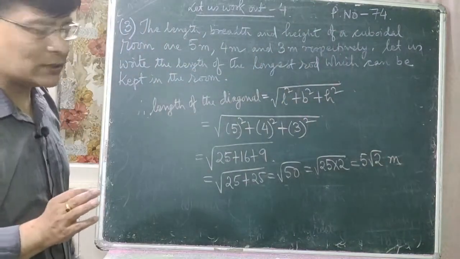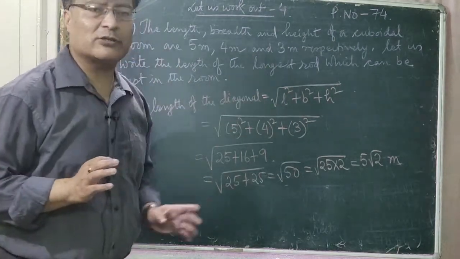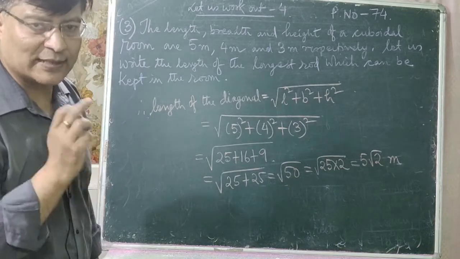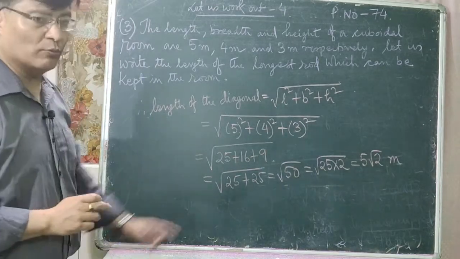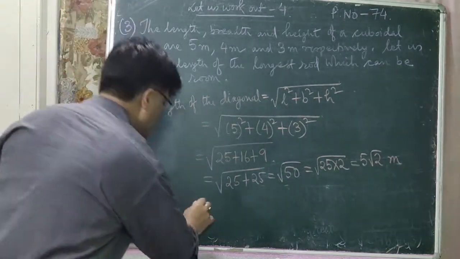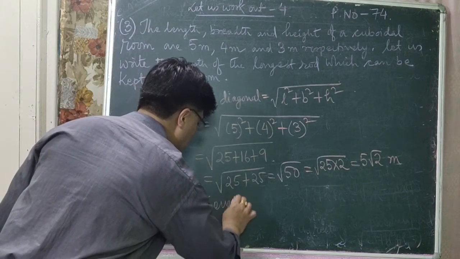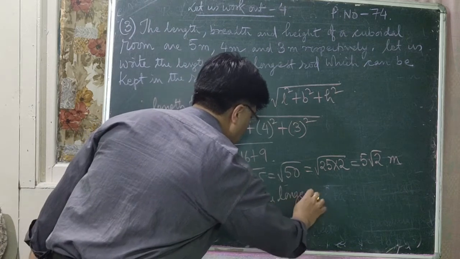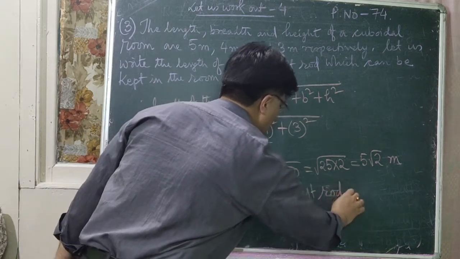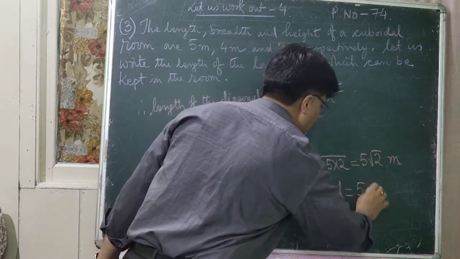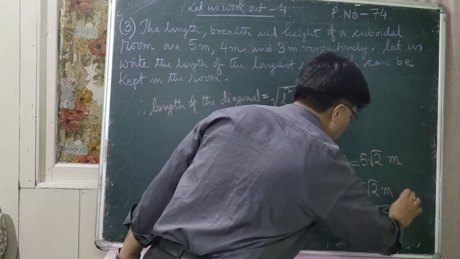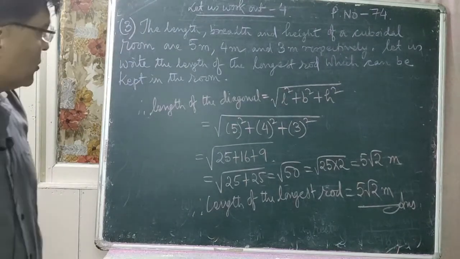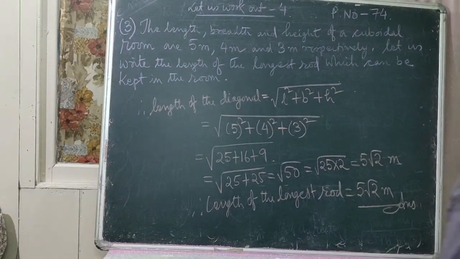I think you have understood it. So this is the length of the longest rod which can be kept inside that cuboidal room, which is equal to 5 root 2 meter. So therefore, length of the longest rod is equal to 5 root 2 meter. So this is the answer. I think you have understood it. So you can copy it. We'll do the next question now.